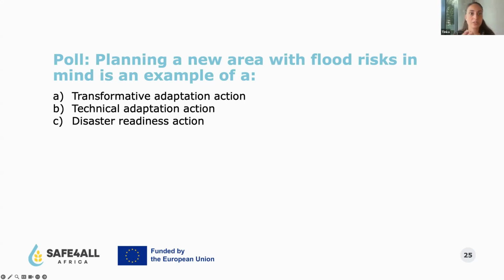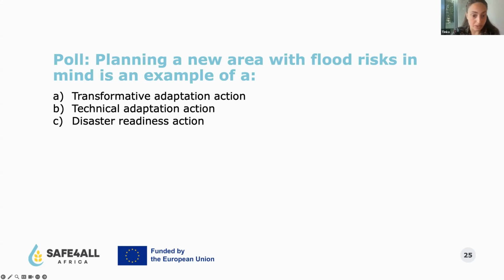So it would be more disaster readiness if you have your area and then you're going to think, okay, if a disaster happens, how are we going to handle it? But if you really already take it into account while you're planning your area, it's more of a transformative adaptation action.